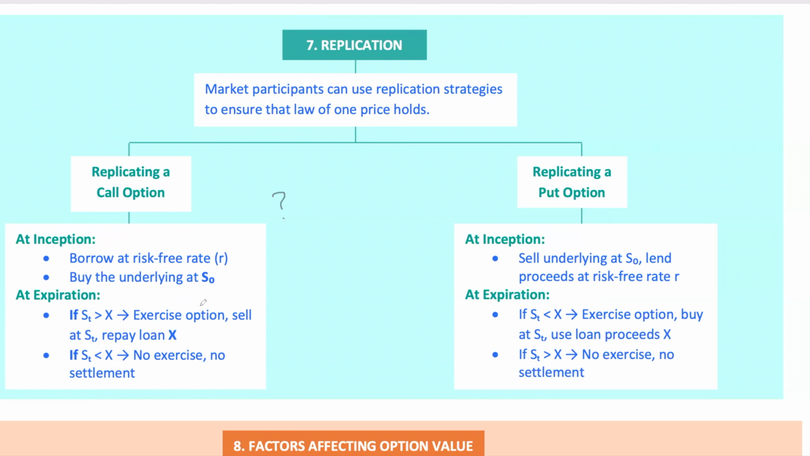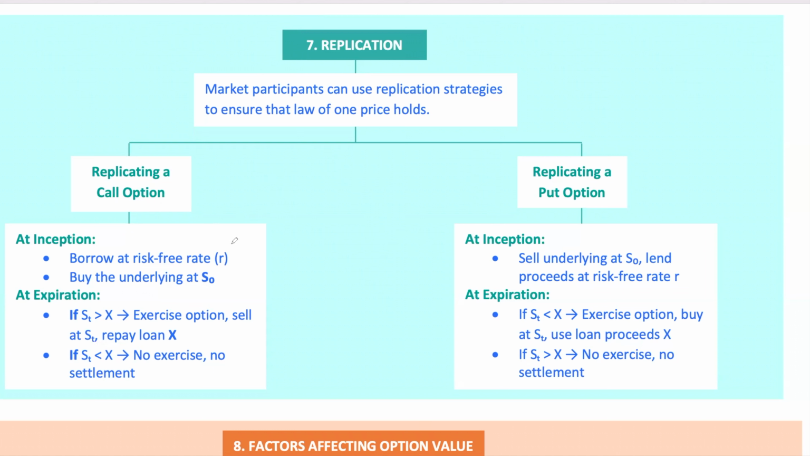So how does replication work? Think of it like this. Instead of buying an expensive designer jacket, you piece together the same look with individual items that cost much less. In finance, we can do something similar with options by combining simple assets like stocks, borrowing, and lending to create the same payoffs as a call or a put.